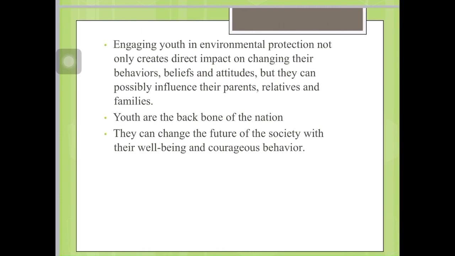Youth are the backbone of the nation. They can change the future of the society with their well-being and courageous behavior. So ayun, sa sinabi ko kanina, malaki yung role natin sa society sa pag-improve at pag-protect ng environment.